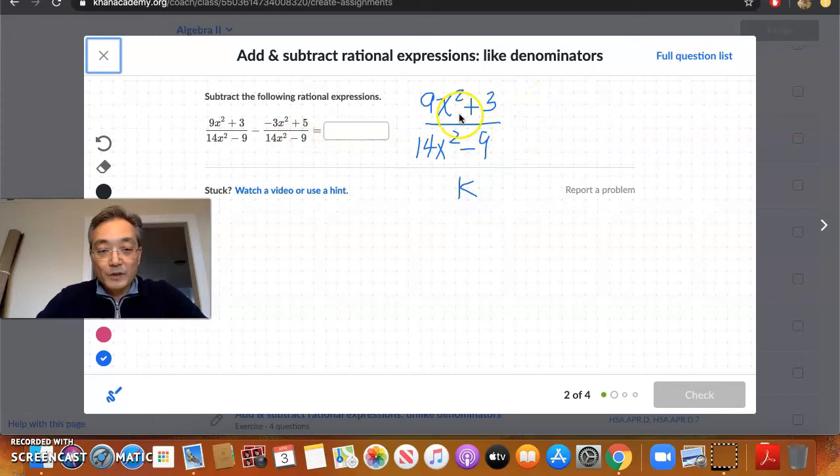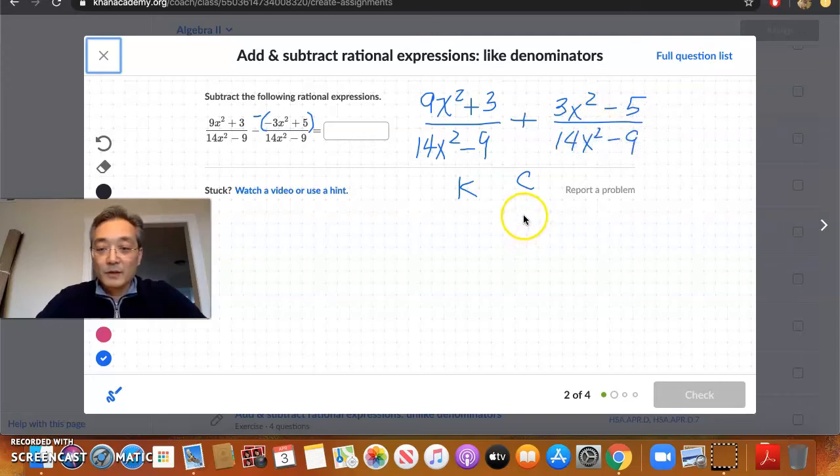We're going to keep this, and then we're going to change subtraction to an addition. So here's your change. And then we're going to change just the numerator, so we change the signs in the numerator. The negative 3x squared becomes positive, so just 3x squared. And remember, we now think of it as a distributor problem, so negative is positive, and negative is negative. So minus 5 all over 14x squared minus 9.